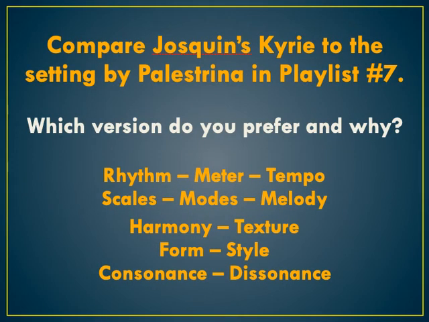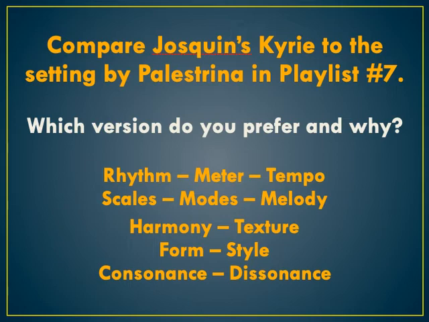We're now going to compare that setting of the Kyrie to another version by Giovanni Palestrina. This is playlist number 7. After you listen to this one, I would like you to decide which version you prefer and why. Really compare things like rhythm, meter, tempo. Do the scales sound the same? Is harmony different? How is texture different? And I think especially focus on this last one, consonance and dissonance. Which version has more of the consonant, smooth, at rest harmonic sounds as opposed to more harsh dissonant sounds?